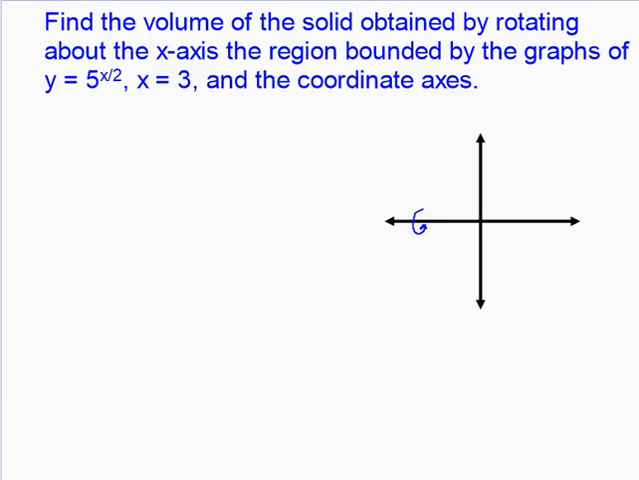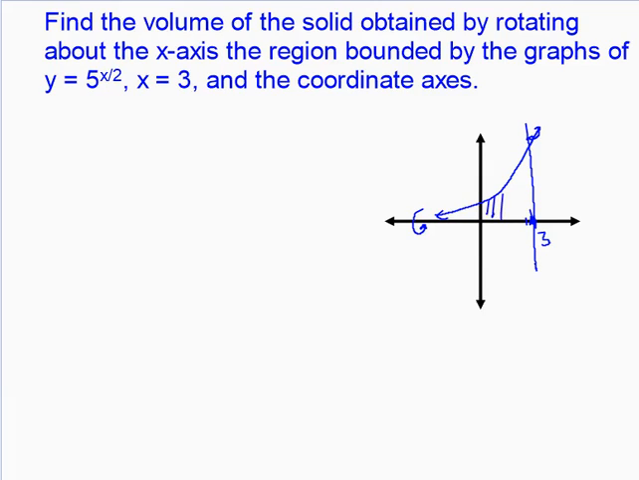The region bound by the graphs of 5 to the x over 2, x equals 3, and the coordinate axes. So we have this exponential function, and here's an exponential function, looks like this. The coordinate axes and x equals 3, which we'll just put right here, so we get a rough idea of what this graph looks like.